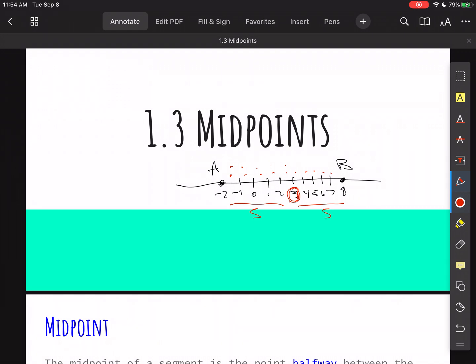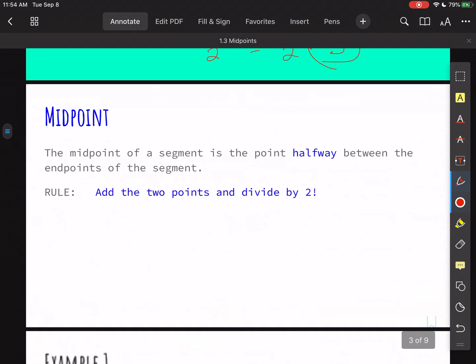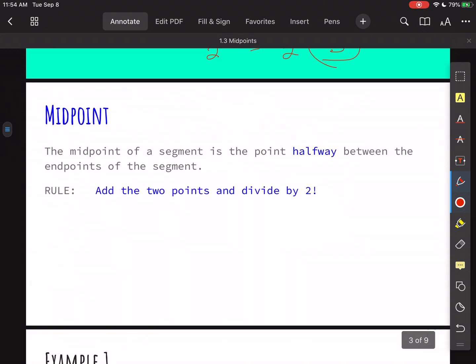Okay, but we don't need to do any of this because there's a nice way to do this algebraically. All we got to do is look at our endpoints, okay? We're going to add those two things together and divide by 2. So if I have -2 and I add it to 8 and I divide that by 2, -2 plus 8 is 6. 6 divided by 2 is 3. Okay, so midpoint is just the halfway point between the endpoints. The rule is that we're going to add the 2 points together and divide by 2.